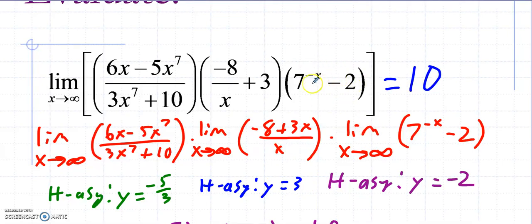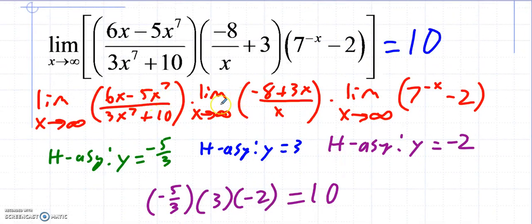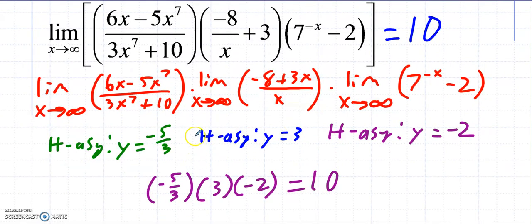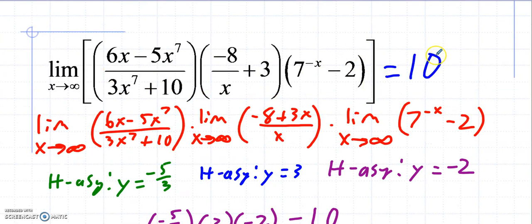And then for the last quantity here, I recognize this is an exponential function, exponential decay to be exact, but that doesn't change the fact that it's an exponential function. So normally there's a horizontal asymptote at y equals 0, but this was shifted down 2, so it has a horizontal asymptote of y equals negative 2. So now if I was to evaluate the limit of each of these, I know that the limit is going to be the value of the horizontal asymptote, and so then I can multiply those together. So negative 5/3 times 3 times negative 2 is positive 10. Therefore, our limit is 10. Any questions? Great. Moving on.